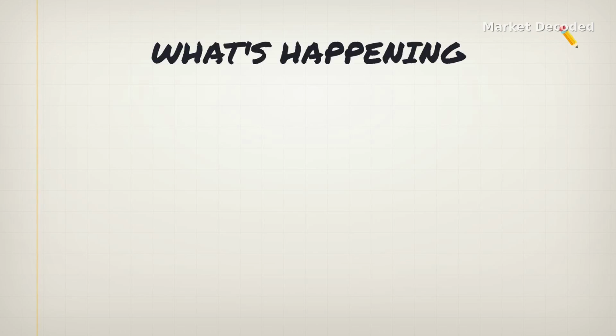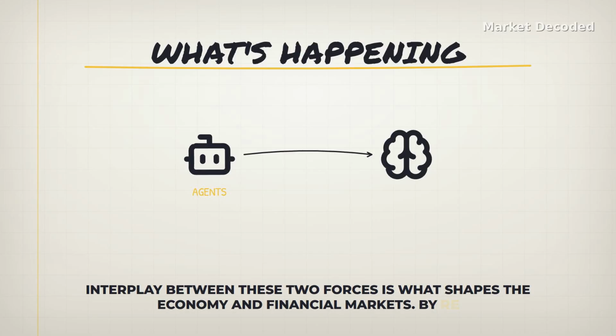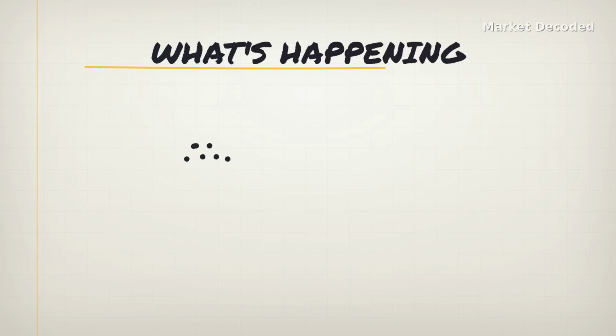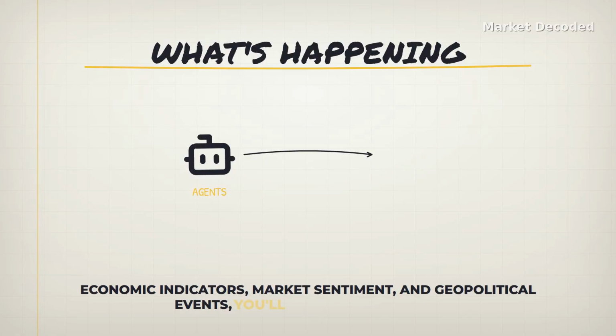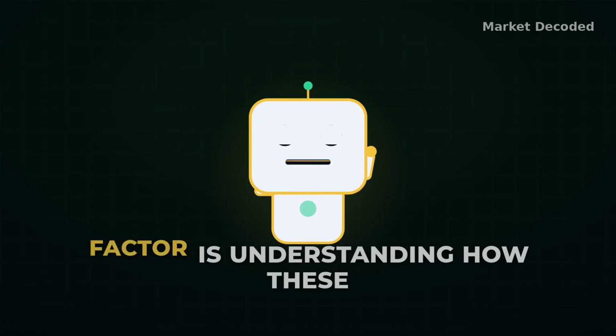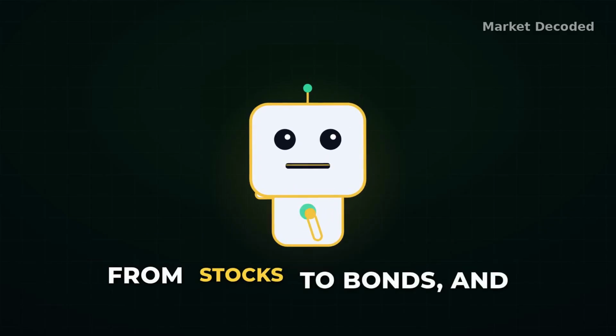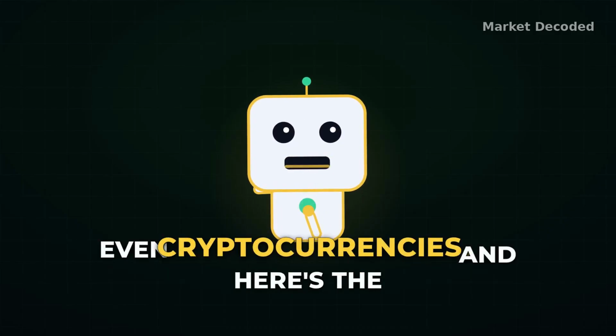The interplay between these two forces is what shapes the economy and financial markets. By recognizing the indicators and mechanisms that drive these trends, such as economic indicators, market sentiment, and geopolitical events, you'll be better equipped to navigate the complex world of finance. The third key factor is understanding how these trends impact different asset classes, from stocks to bonds, and even cryptocurrencies.